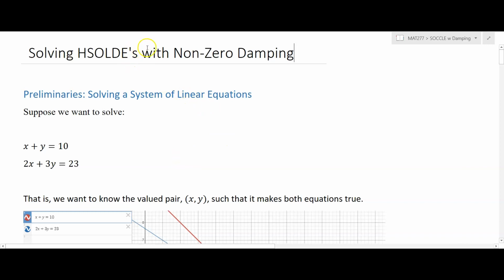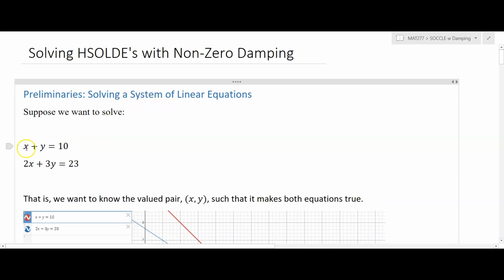But let's get into some preliminaries first. These are some tools that we're going to need. So first of all is solving a system of linear equations. So suppose we want to solve this system. By the description, system just means there's more than one equation to be solved.